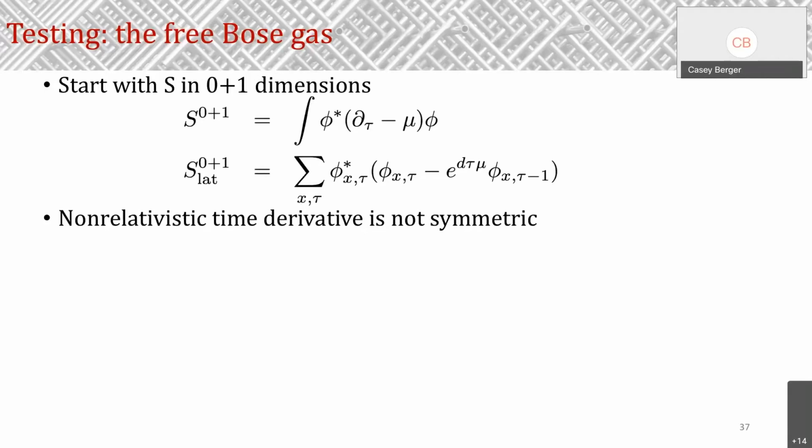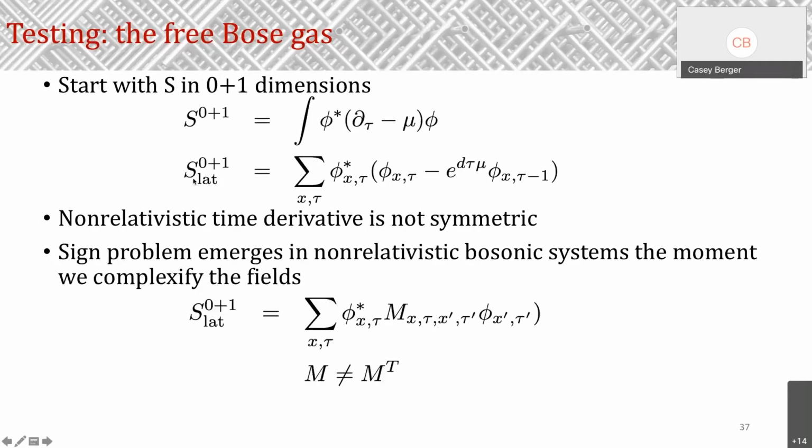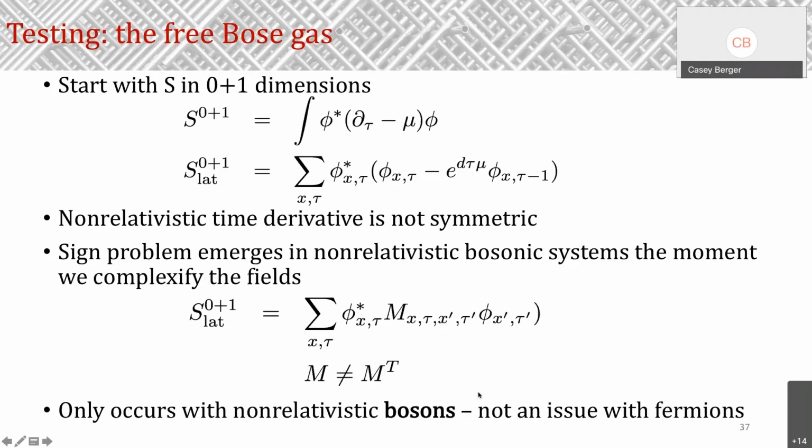So the sign problem actually emerges right away, the moment we complexify the fields. Because you can express this lattice action using a matrix, and this matrix is antisymmetric, which means you end up with complex cross terms that do not cancel. So this only occurs with non-relativistic bosons. This is not an issue with fermions, but it arises immediately as soon as you start using complex fields. But I will note that this is still exactly solvable.